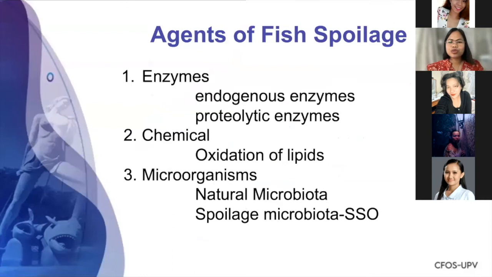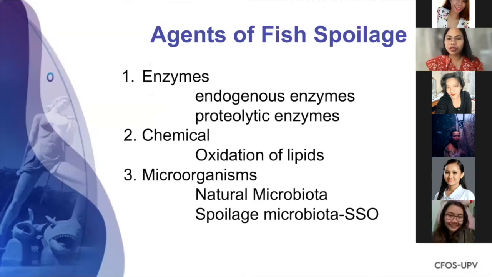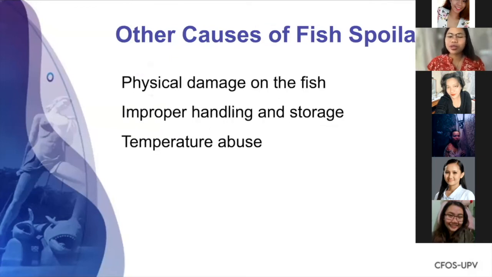So you have to take note that there are several agents in fish spoilage, and this includes the enzymes, the chemical agents that's responsible in the oxidation of lipids, and also the microorganisms. Most importantly, the microorganisms. So we have the natural microbiota or the natural microflora of fish, and we also have the SSO or the spoilage microbiota. So, 'di ba? Pag sinabing SSO, alam niyo na agad 'yon, dapat.